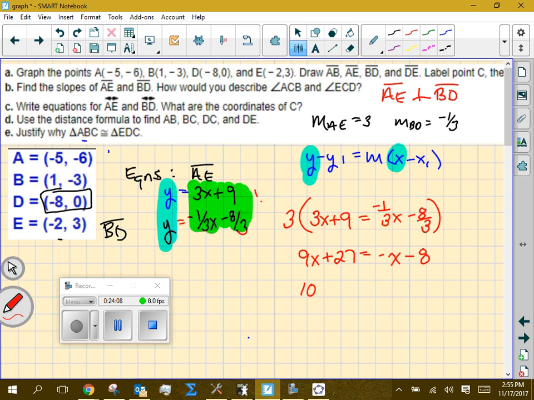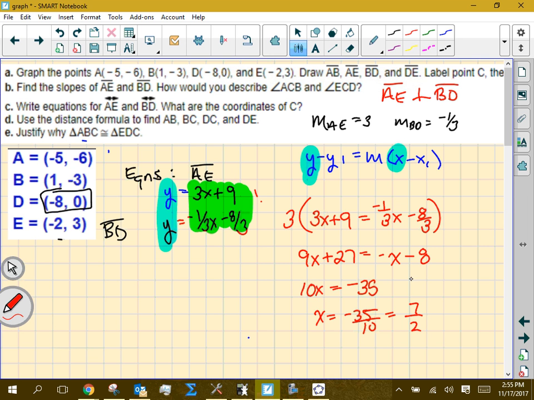Add x to both sides, I get 10x. Subtract 27 from both sides, I get -35, right? Divide both sides by 10. I get -35 over 10. They both have a 5 that divides them evenly. So I write it as -7/2. Pay attention to how they want your answers. They probably want it as a fraction, not a decimal. Okay? So I write -7/2. I like to write it as -7/2 because I know that when I plug things back in, I can multiply -7/2 by any number a lot easier than I can multiply any decimal by any number.